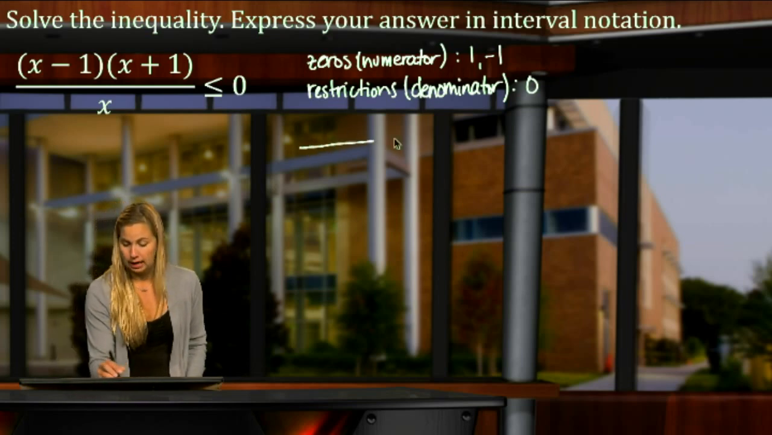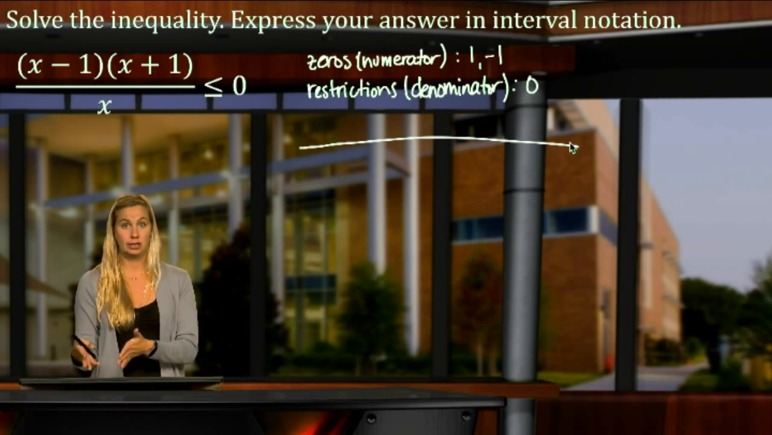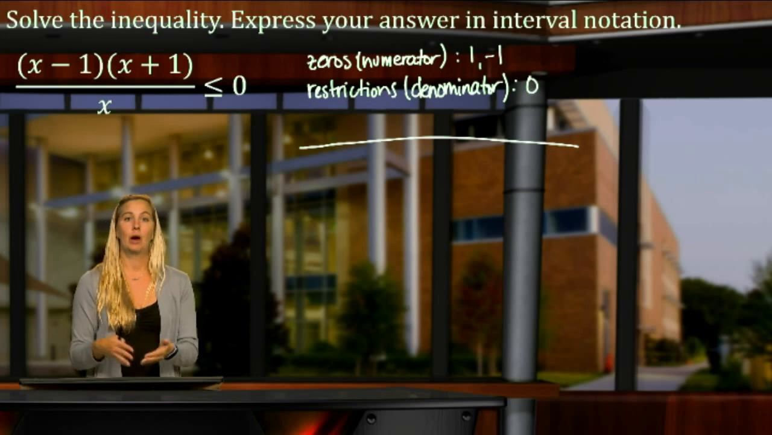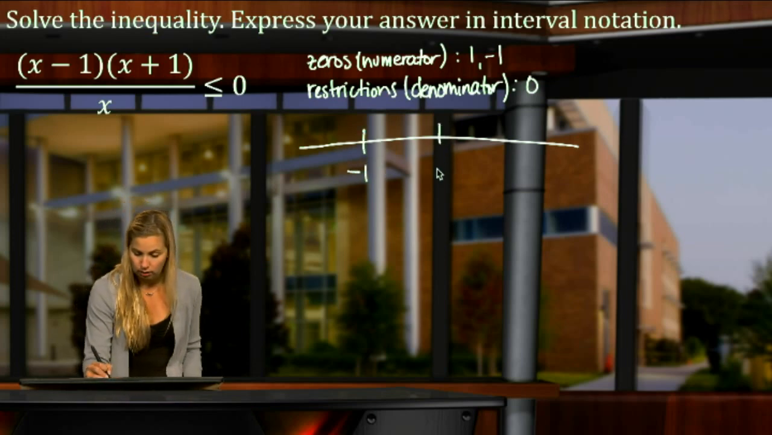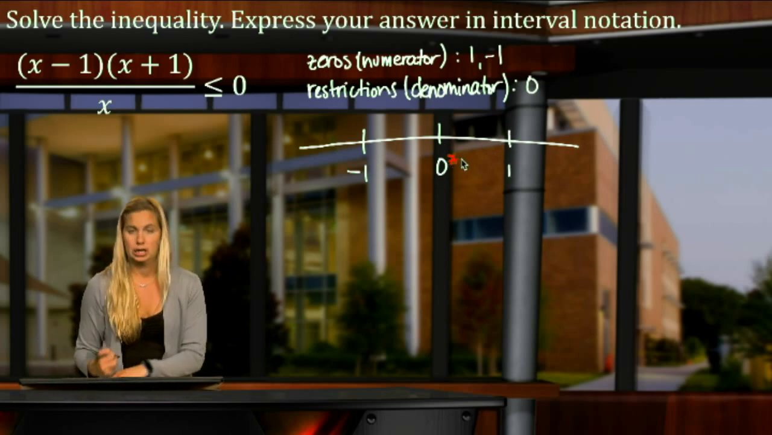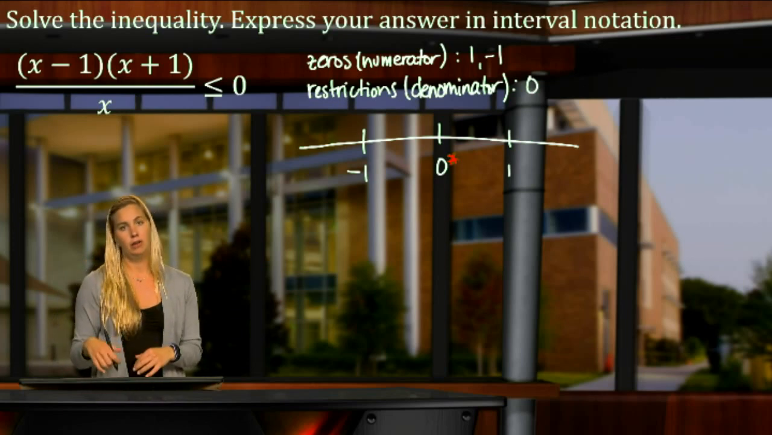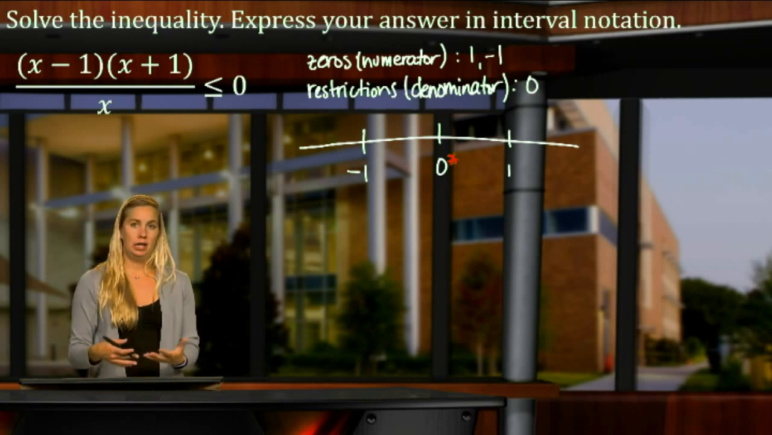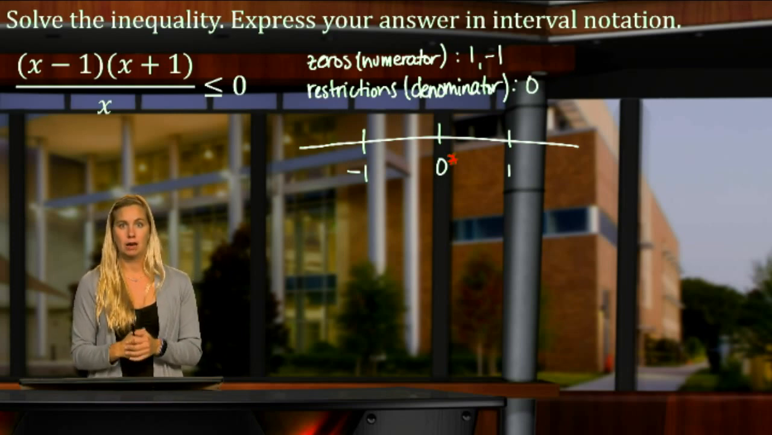We go on to our sign chart, and with our sign chart, we're going to put our zeros just like we did for a polynomial inequality, but we're also going to list our restriction. So we've got -1, 0, and +1. And I'm going to put a little asterisk next to the 0 just as a reminder that that's a restricted value. So when we go to write our final answer, if perhaps we might think we should include it, we can't since it's not in the domain of that expression.